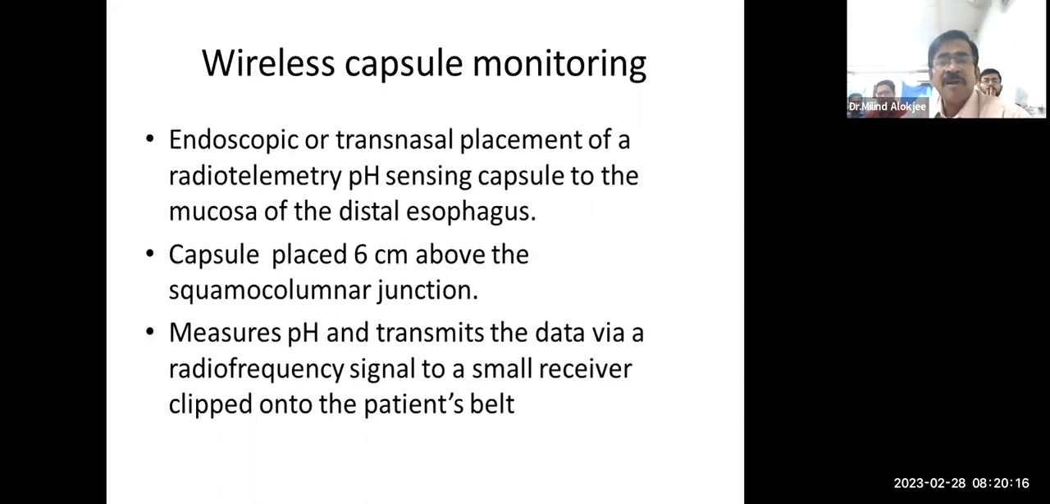So how do we do wireless capsule monitoring? This is a capsule which is placed inside the esophagus, and this records the pH in the esophagus, and it is sent to a transducer placed outside on the patient's abdomen. The capsule is placed 6 cm above the squamocolumnar junction, and this measures the pH and transmits the data via radiofrequency signal to a small receiver clipped onto the patient's belt.